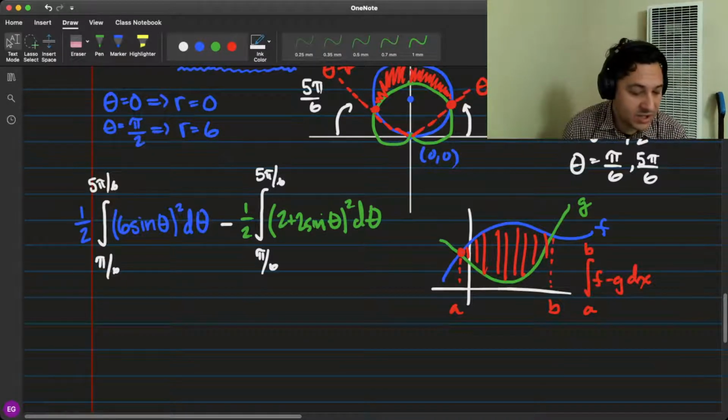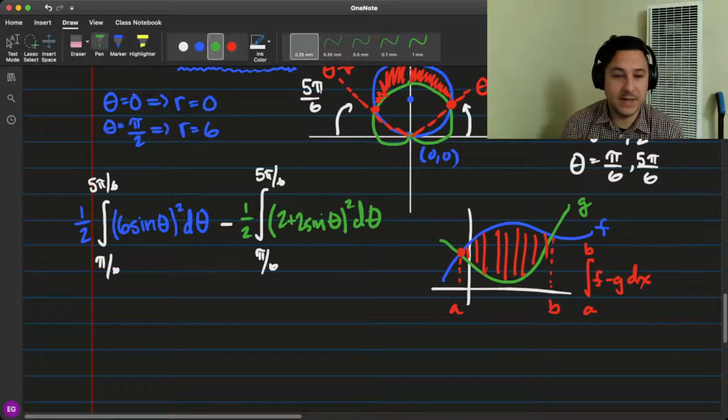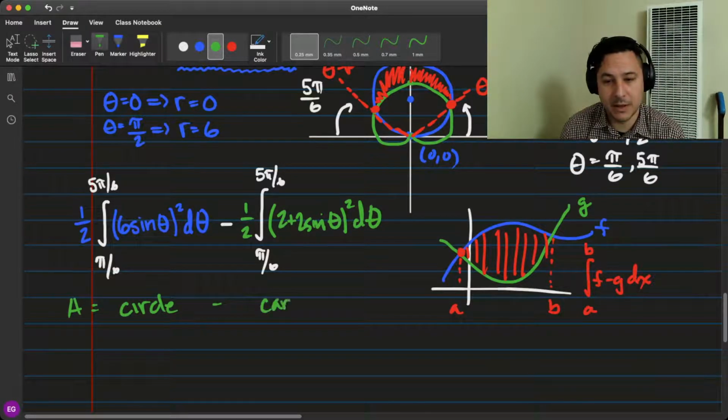Okay, so does everyone see I'm just using the formula? Basically, the area we want is the area of the circle minus the area of the cardioid.